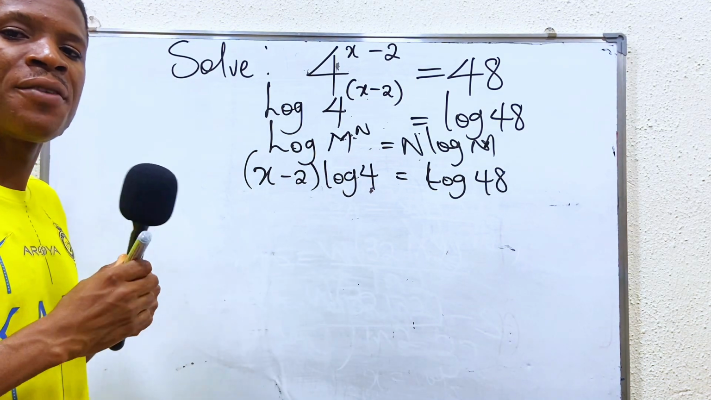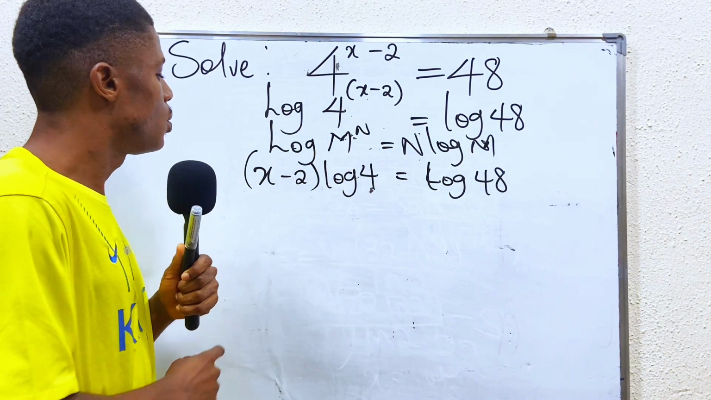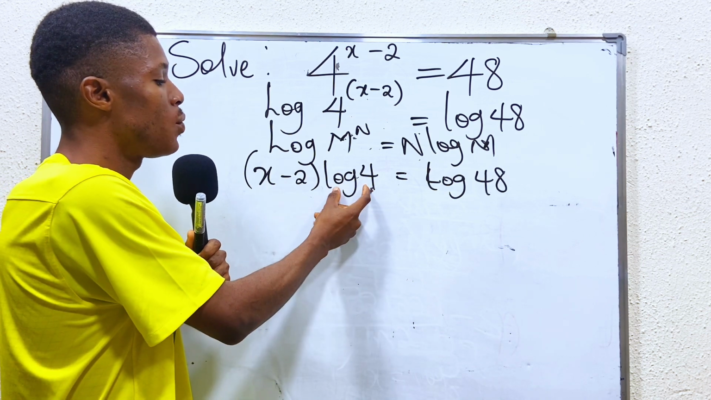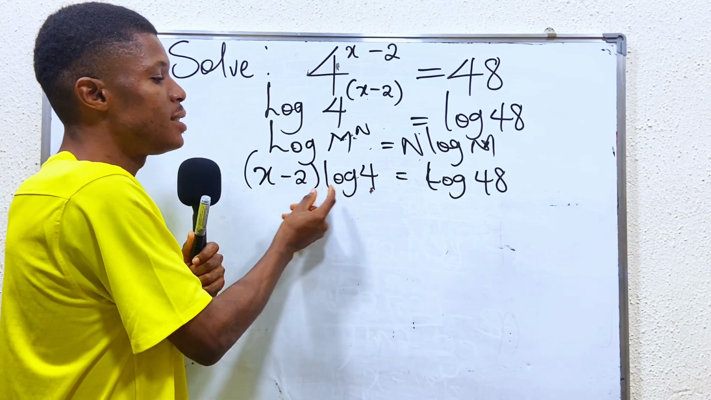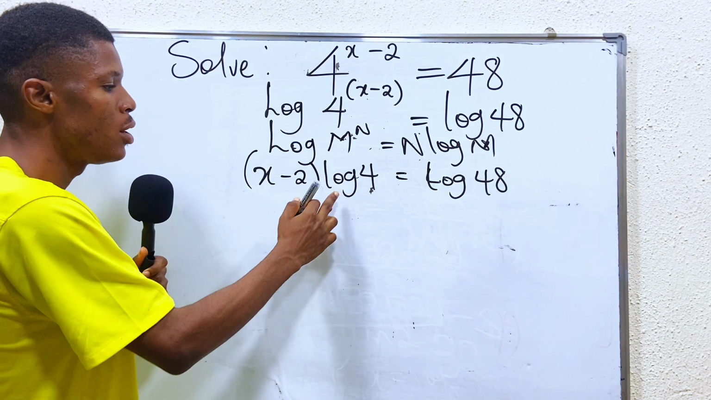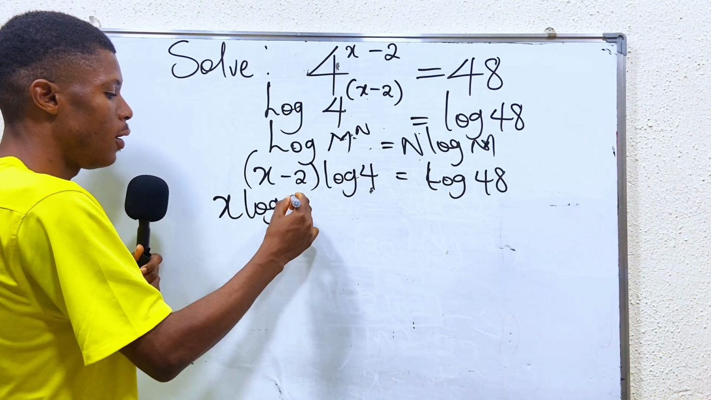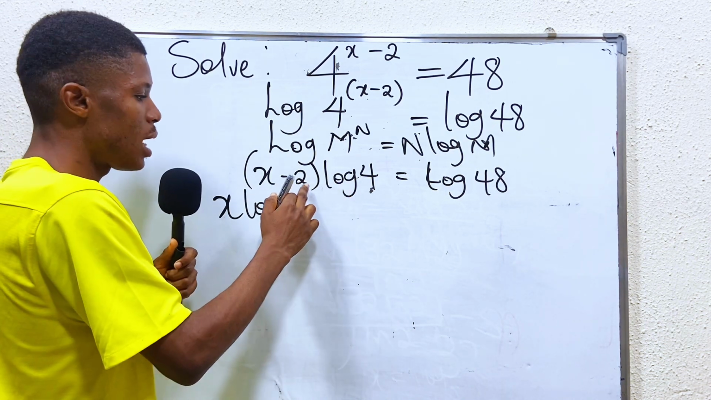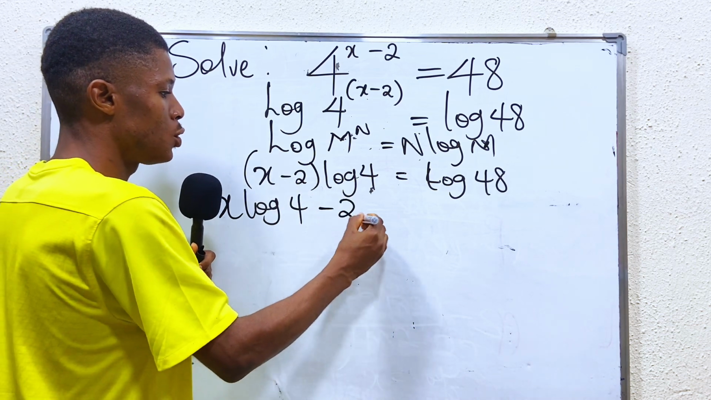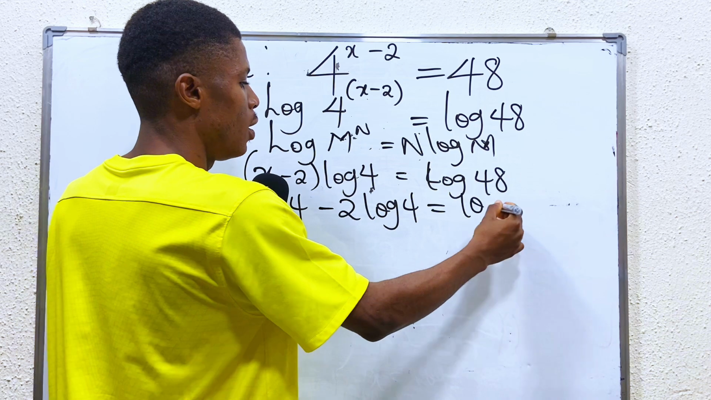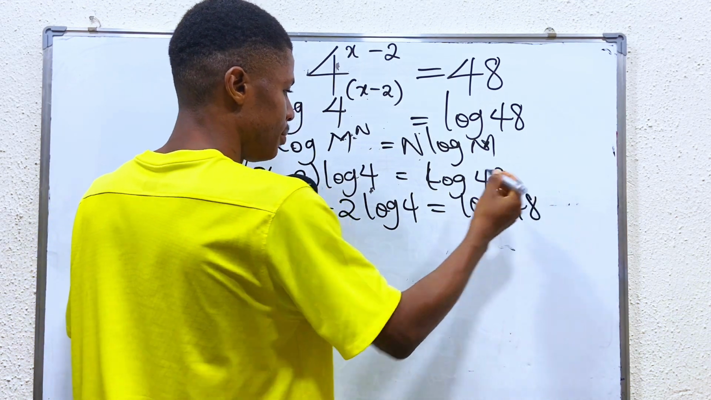Okay? If you have this now, what do we do? We are looking for this x, actually. So what we do is that we use log 4 to multiply each term in the bracket. So log 4 will times x, I'm having x log 4. Then log 4 will times minus 2, I have minus 2 log 4, and that's equal to log 48.